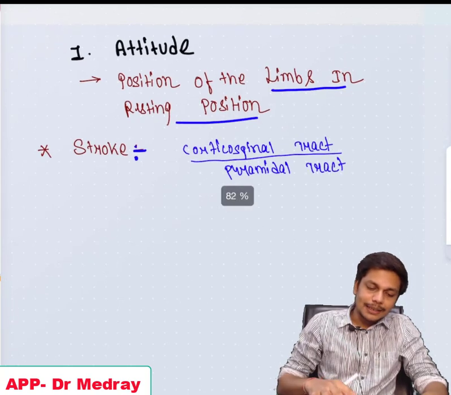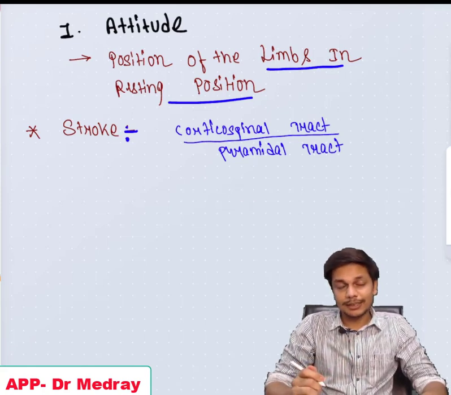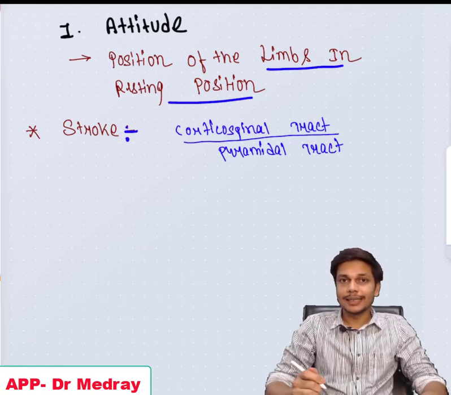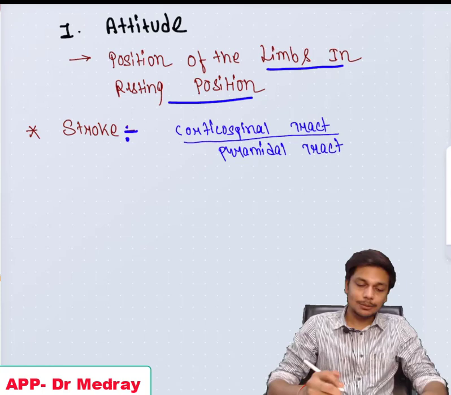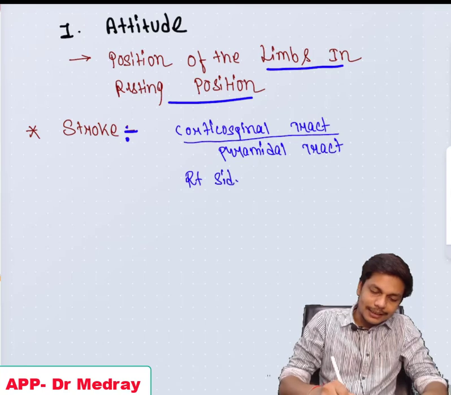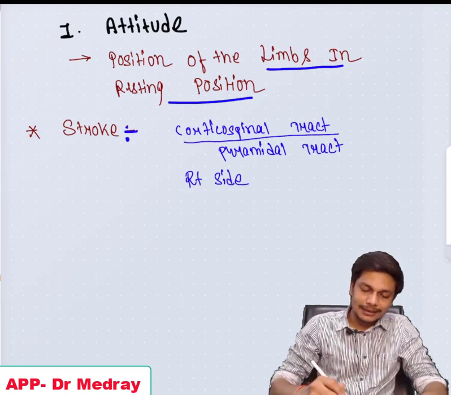So in stroke there is involvement of this corticospinal tract or pyramidal tract. This involvement can occur at any level: the corticospinal tract can be involved in the cortex, in the subcortex, at the internal capsule level, at the brainstem level, or sometimes at the spinal cord level also. So if there is involvement of the corticospinal tract, what will be the attitude of the patient? Suppose the patient has a stroke in which the right side corticospinal tract is involved at the internal capsule level.